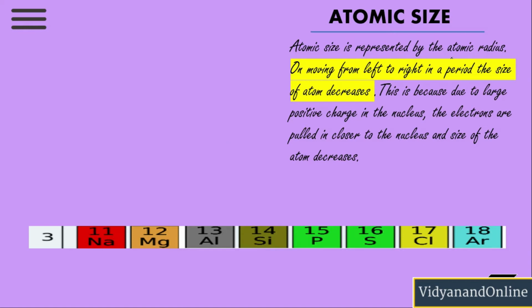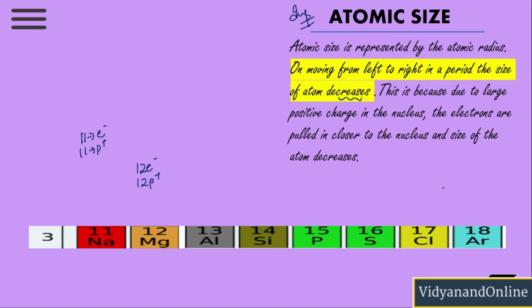On moving from left to right in a period, the size of the atom decreases. Now this is very important: why does atomic size decrease as you move from left to right? If you see here, sodium has an atomic number of 11. It means it has 11 electrons and 11 protons, right? Similarly, magnesium has 12 electrons and 12 protons. So as you are moving from left to right, the number of electrons and protons are increasing, right?